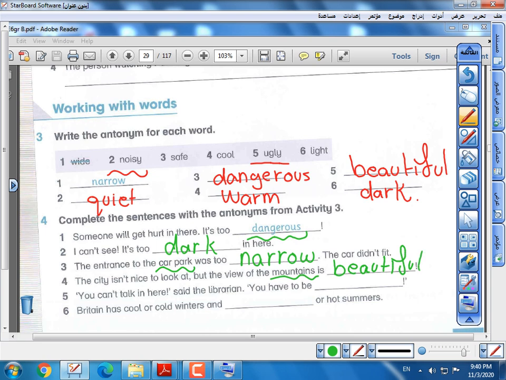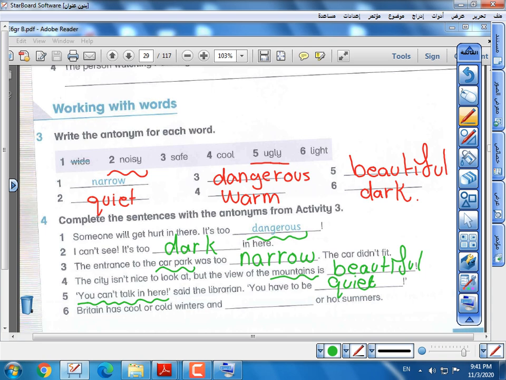Number 5. You can't talk here. يعني ما بتقدر تحكي هون. Okay, said the librarian. You have to be quiet. طبعا مش لازم تحكي هون. اللي حكى له عم بيحكي طبعا هو المسؤول عن المكتبة. ف you have to be quiet. لازم تكون هادئ. ممنوع الحكي خلال أو داخل المكتبة. الناس بتكون بتقرأ أو بتدرس أو بتعمل أبحاث إلى آخره. فلازم يلتزم بالقواعد. You have to be quiet. عليك أن تكون هادئا. You can't talk in here. يعني ما فيك تحكي هون. And you have to be quiet.